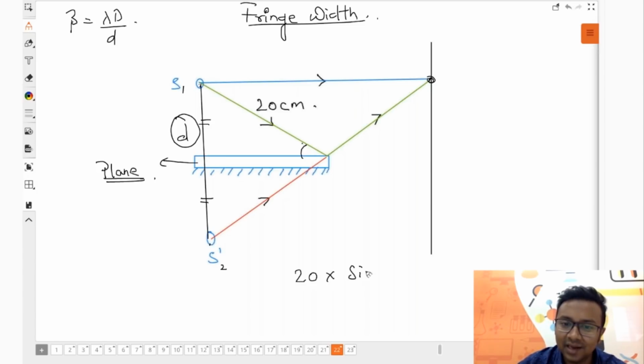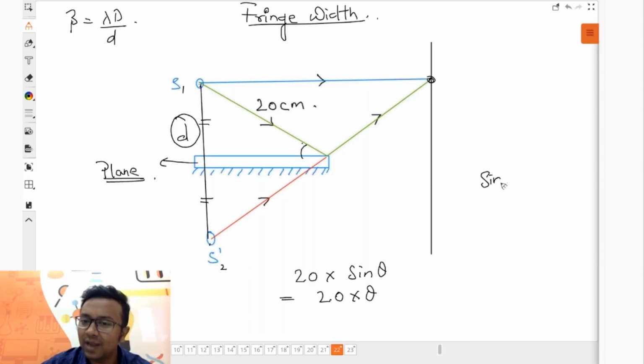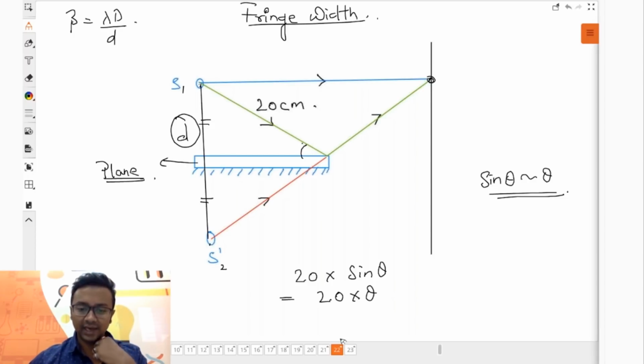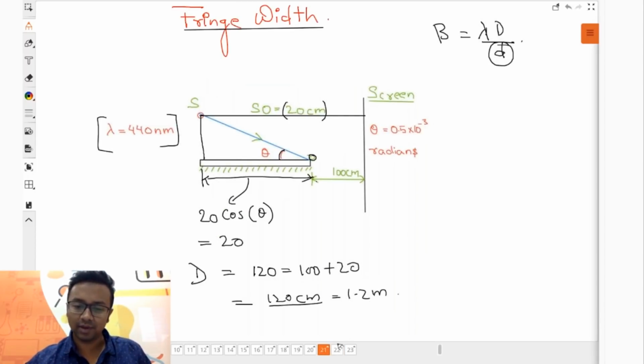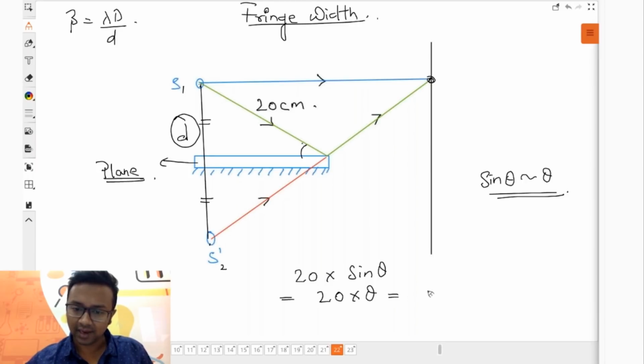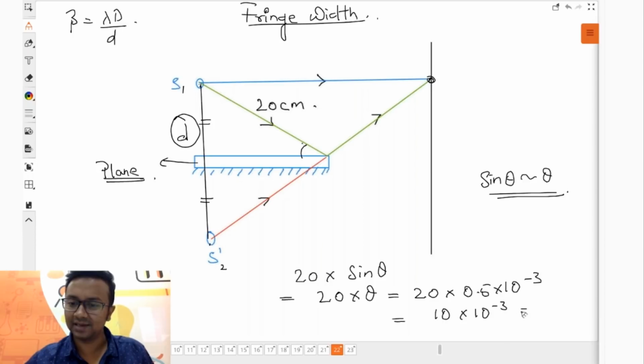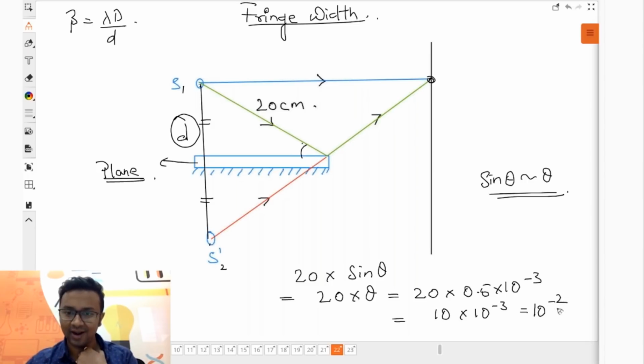20 into sine theta. Students, I write it as 20 into theta, because for very small angle of theta, sine theta is approximately equal to theta. Clear? So theta's value given to us is 0.5 into 10 to the power minus 3. So I can write this as 20 into 0.5 into 10 to the power minus 3, that is nothing but 10 into 10 to the power minus 3, so that is 10 to the power minus 2. All right, 10 to the power minus 2.